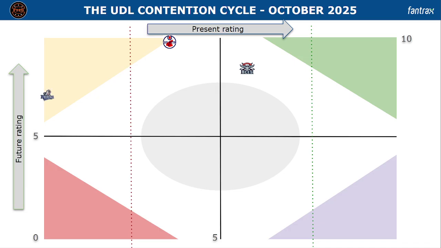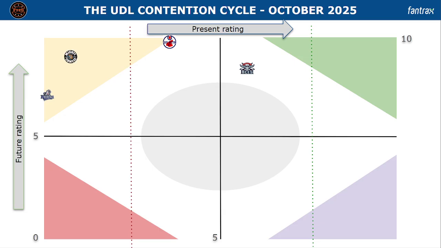The next team are the Royals, which are ranked 0 in terms of the present rating. So they are right at the left most of the graph. So basically, they project to be the weakest team this season, but are pretty solid in terms of the future rating, and they will definitely be building up and moving both up and to the right. So in the, so to say, right direction of the contention cycle over the next years.